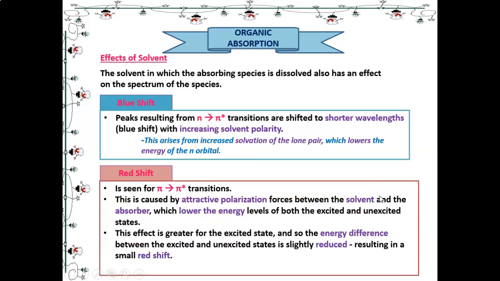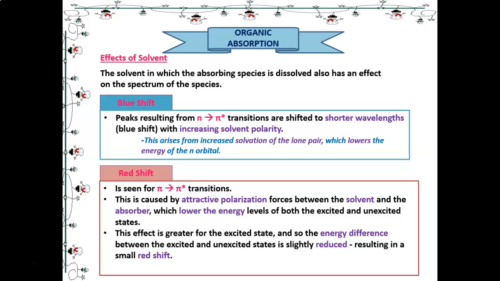Okay, the effect of solvent. So if you use UV-visible spectroscopy, of course, you need to use a solvent. So for the effect of the solvent on organic absorption, first we look at the blue shift. Peaks resulting from a lone pair to pi star transition are shifted to shorter wavelength with increasing solvent polarity. This arises from increased solvation of the lone pair, which lowers the energy of the n orbital.